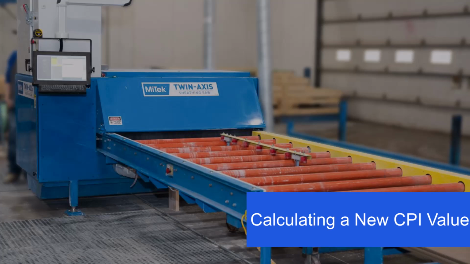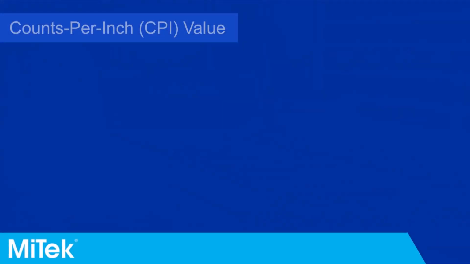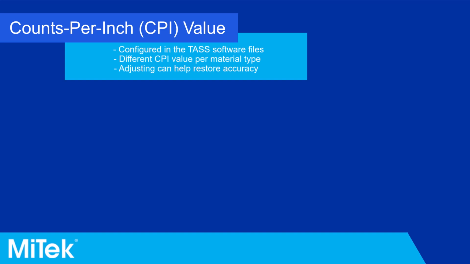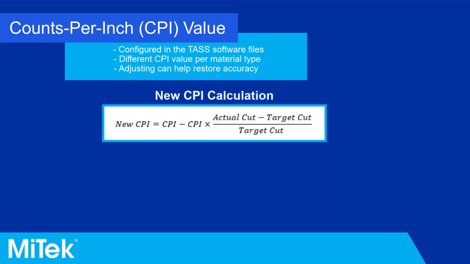Configuring a new counts per inch value can help restore accuracy if the calibration does not and no mechanical issues are found. The counts per inch value is configured in the task software. To determine what the new counts per inch value should be, a calculation is used. The calculation is currently displayed.